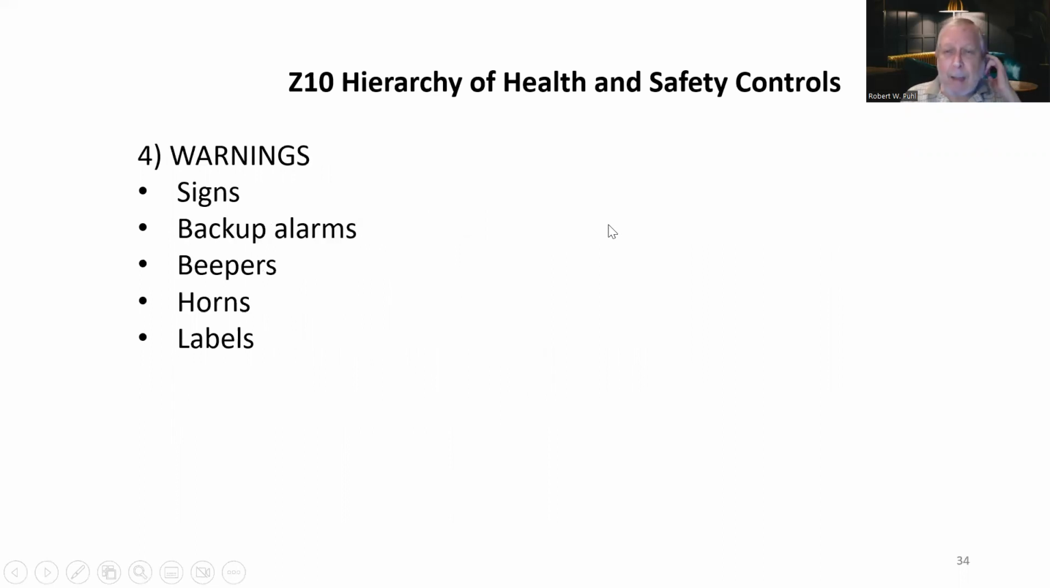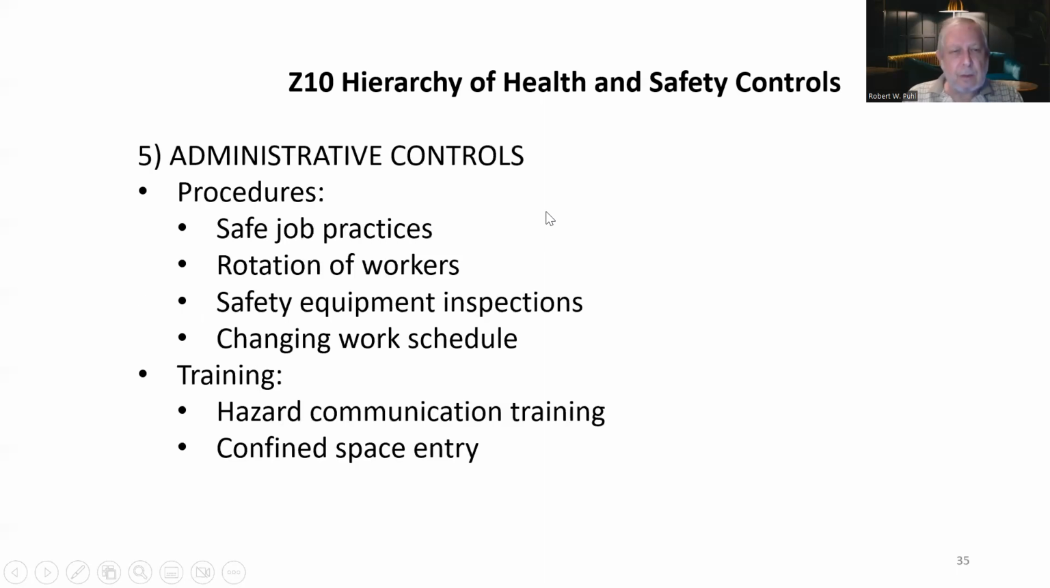Warnings, signs, backup alarms, beepers, horns, and labels. And again, we would throw these into administrative controls. They're calling them administrative controls: procedures, safe job practices, rotation of workers, safety equipment inspections, changing work schedule, training, hazard communication training, confined space entry.